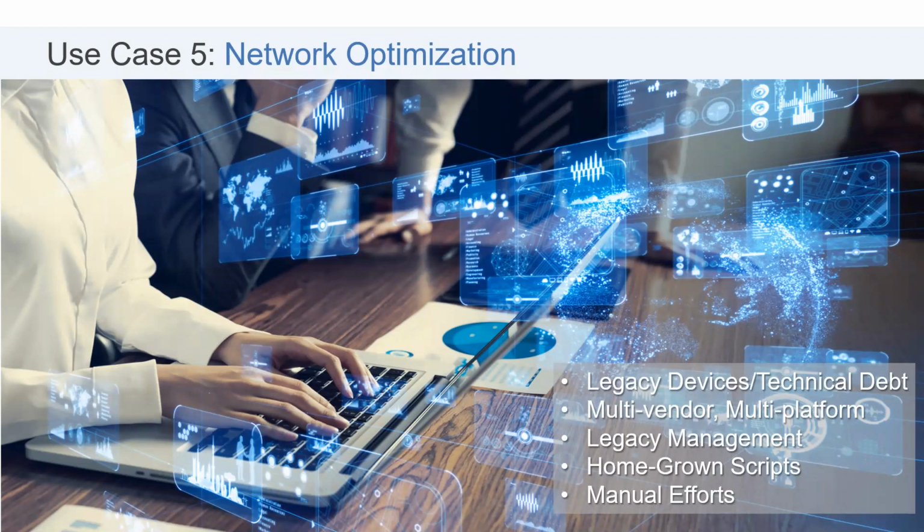Use case 5, halfway through the list, and I'm going to pick up the pace a little bit. Network optimization. This is also a key one. The pain point most organizations share with us is that the optimization challenge comes from legacy devices, or the so-called technical debt, and that challenge of the multi-vendor, multi-platform, as well as the legacy management systems and homegrown scripts and manual efforts. So I think you're seeing some common threads through these things as you begin to replace legacy products, replace or eliminate some homegrown scripts, and move away from manual efforts. The benefits cascade across all these use cases.